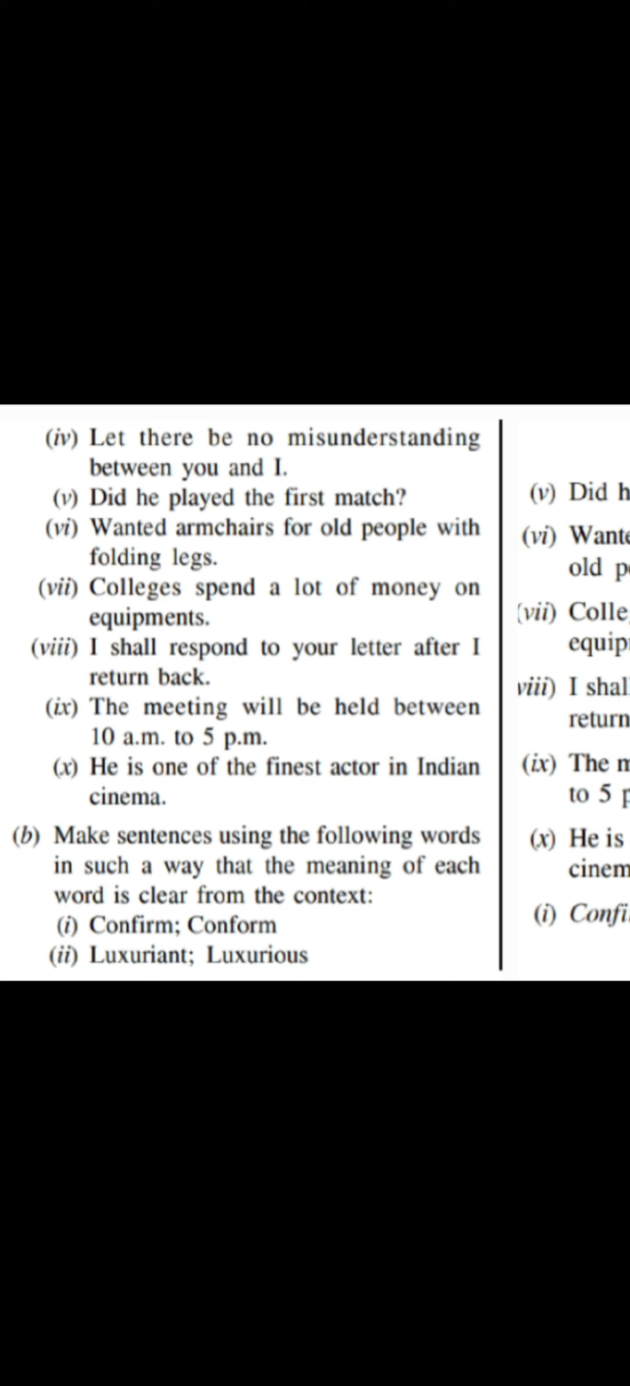Then the next one is, "Did he played the first match?" It is not played, it is just play. "Did he play the first match?" Then, "Wanted armchairs for old people with folding legs." This example is a distinct one because when you read the statement, there is nothing that is grammatically wrong, or even the words are used correctly. However, there is a reordering of the statement. Over here, it has been reordered as in the solution, as you can see on the right: "Wanted armchairs with folding legs for old people." What happens in this is that you have to put the latter half of the statement in the beginning. So, "They wanted armchairs with folding legs for old people."